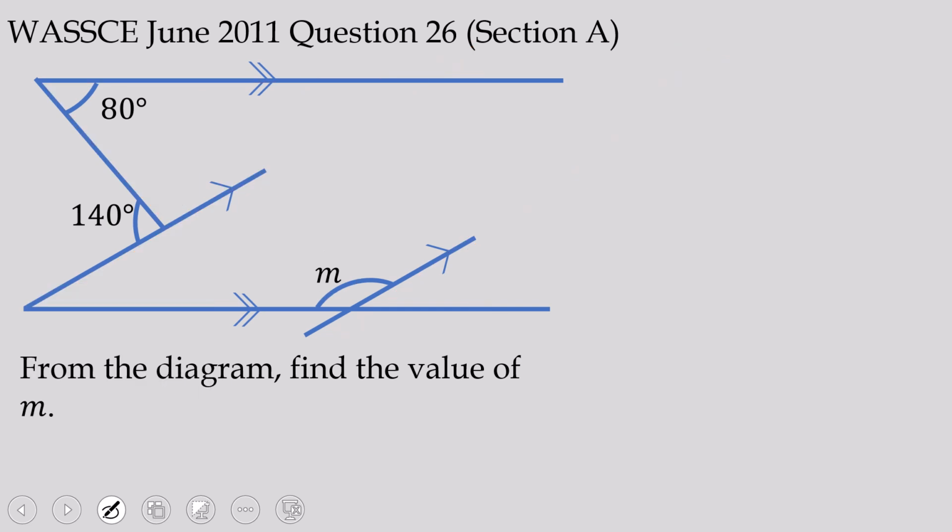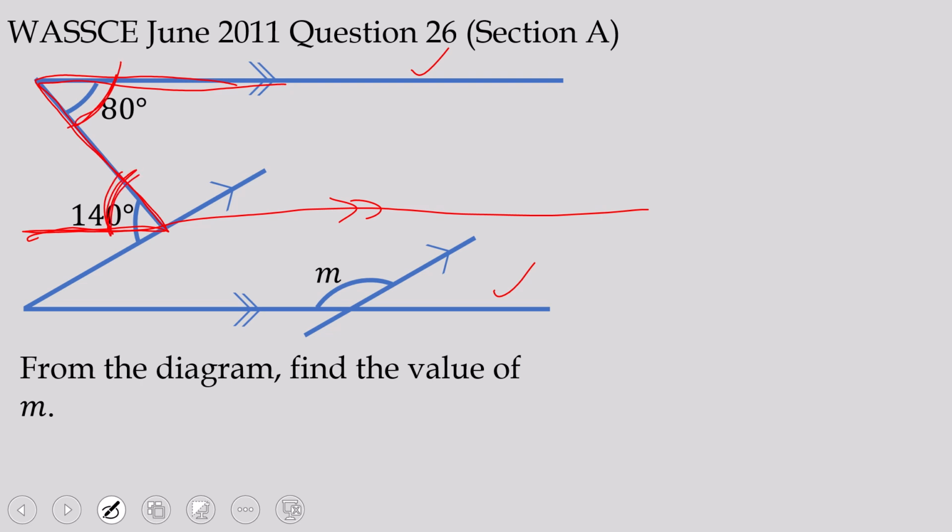Now, what I'm going to do, I am going to introduce a third parallel line. So I'm going to introduce a third line over here, like this. And this third line is parallel to this and this. Now, from this third parallel line, I can get my Z shape. So this is a Z shape over here. So you can see the Z shape. So it means that this angle over here alternates with this. So therefore, this angle is 80 degree.